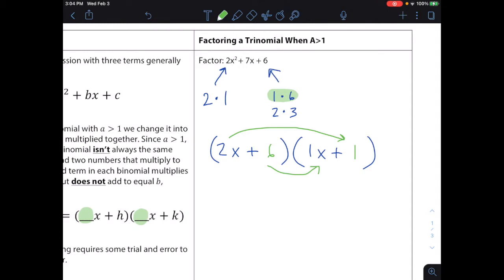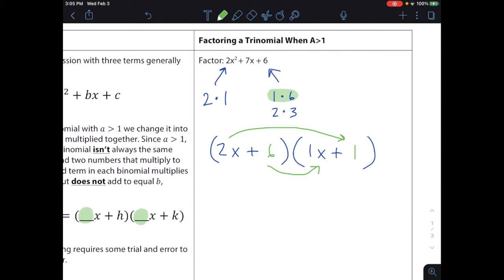And I know that whatever numbers I put in the second position in each binomial are going to equal 6, because I'm only going to use the factors of 6. Okay, 6 times 1 is 6. 2 times 3 is 6, right? So I'm just trying to figure out what numbers can go in there so I can produce that middle term.